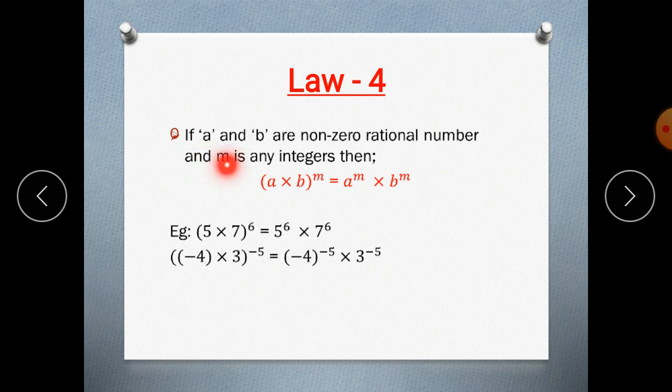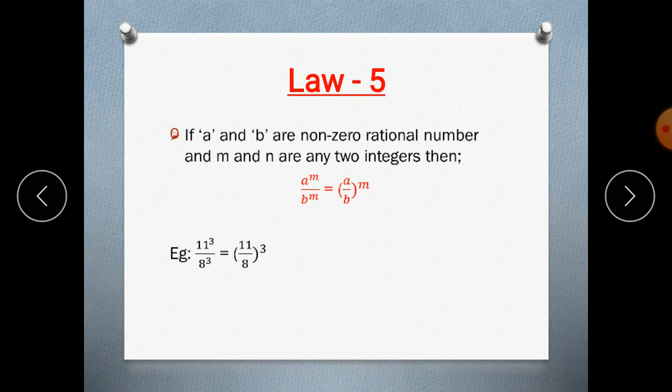Next, if a and b are non-zero rational numbers and m is any integer, then a into b whole raised to m equals a raised to m into b raised to m. Here you are expanding this, so the exponent is applicable to both the bases, and you get a raised to m into b raised to m. 5 into 7 raised to 6 equals 5 raised to 6 into 7 raised to 6. Minus 4 into 3 raised to minus 5 gives minus 4 raised to minus 5 and 3 raised to minus 5.